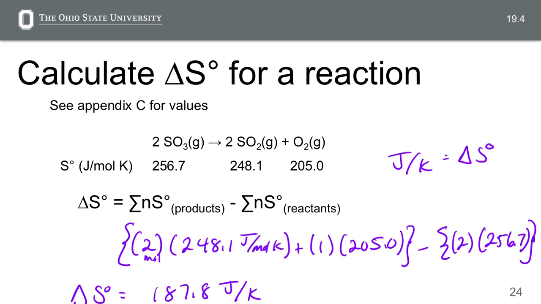So we expected to see an increase in entropy because we have more moles of gas formed, and that is a positive value of delta S. So confirmed. Okay. Questions on that?